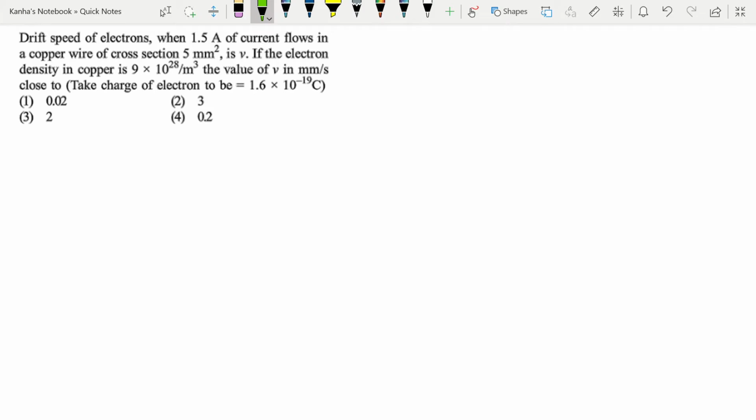Next is just a formula based question. The drift velocity of electrons when 1.5 ampere of current flows in a copper wire of cross section 5 millimeter square is given by V. If the electron density in copper is given to be 9 into 10 to the power 28 per meter cube, the value of V in millimeter per second is close to, and you're given the value of the charge of the electron. So this is a simple formula based question, that is why I told you to remember this one, and these are all previous year's questions, so their probability of coming in the paper is high.